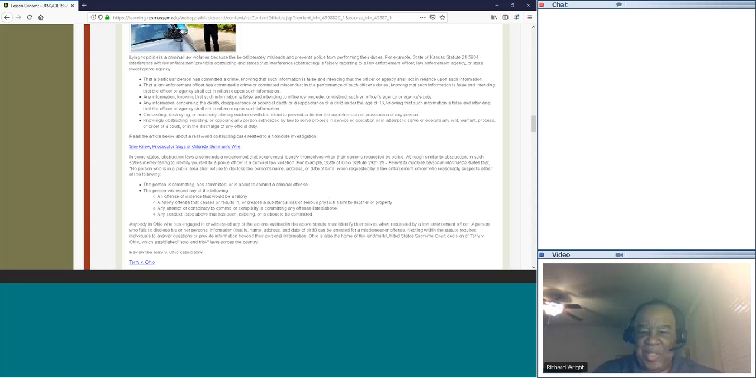So obstruction of justice leads pretty much to the clear understanding, even with this Ohio statute. It says no person who is in a public area shall refuse to disclose their name, address, or date of birth when requested by law enforcement who reasonably suspects either that the person is committing, has committed, or is about to commit a criminal offense, or the person witnessed any of the following: an offense of violence that would be a felony, an offense that would result in and create substantial risk of serious harm to another person, any attempt or conspiracy to commit or complicity in committing any offense listed above, and any conduct listed above that has been and is being about to be committed.